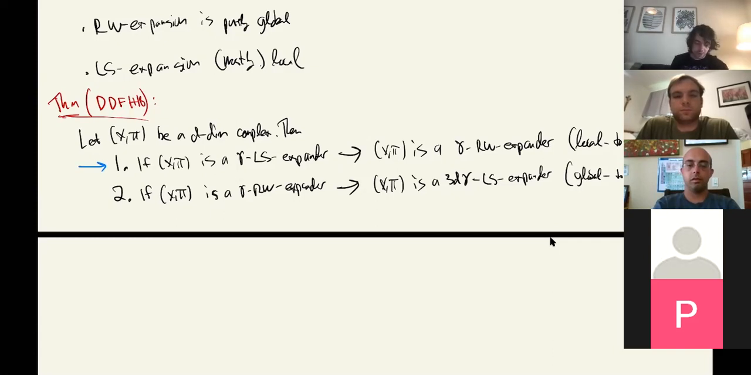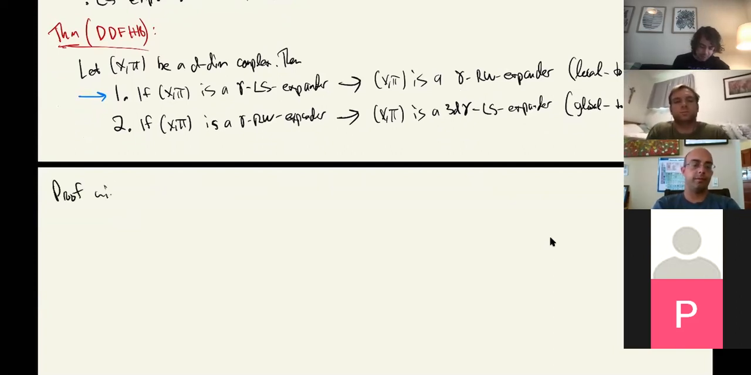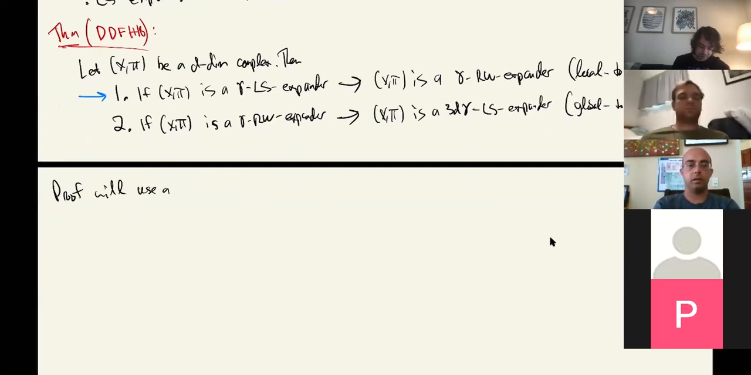Okay, so let's talk about an overview of what the proof looks like. It shouldn't really be anything surprising. It's going to be very similar to Oppenheim's theorem. So the proof will use a variant of Garland's method.